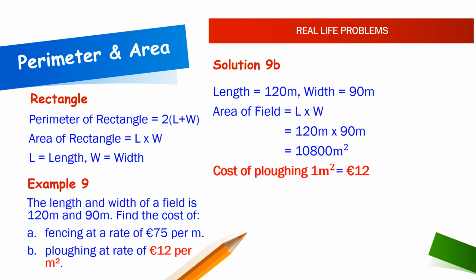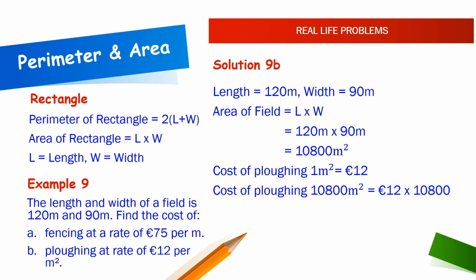Now, since the cost of ploughing per meter squared is equal to 12 euros, we have that the cost of ploughing 10,800 meters squared is equal to 12 euros multiplied by 10,800, which equals 129,600 euros.